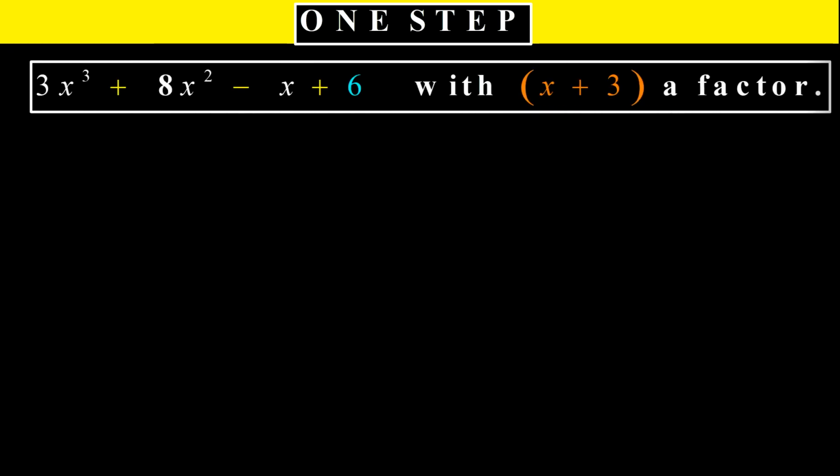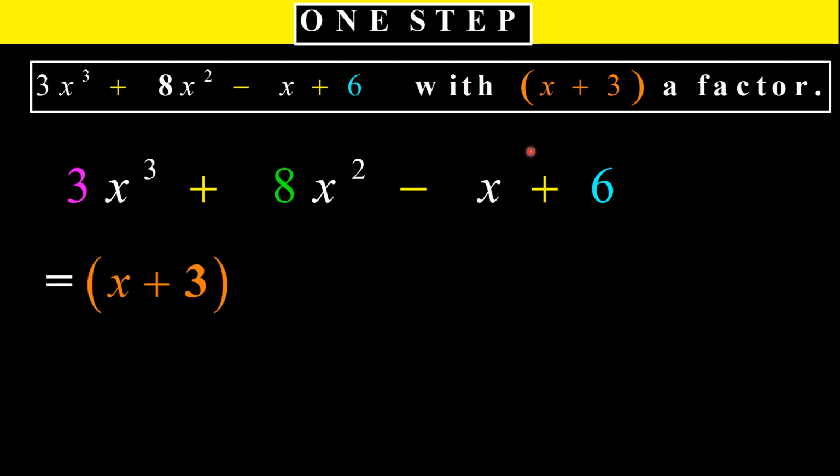Now let me just show you how you can get that quadratic in one line. There's an example, 3x cubed plus 8x squared minus x plus 6 with x plus 3 as a factor. Let's just write down the expression. I'm color coding it so you can see I've got a 3, an 8 and a 6. They are giving me x plus 3 as a factor. So I write down the factor. Now I put down an empty bracket because I'm going to put the quadratic in.